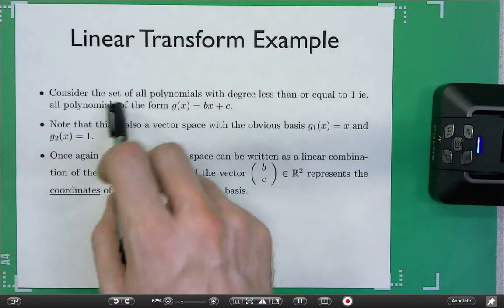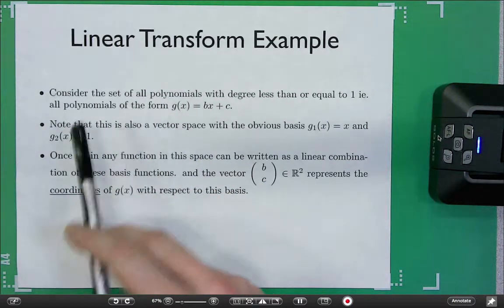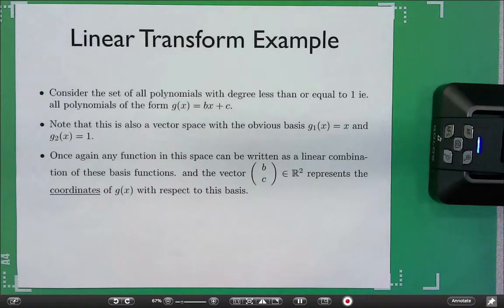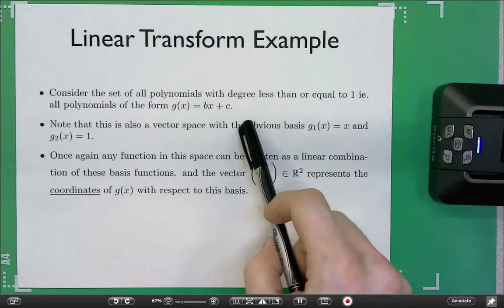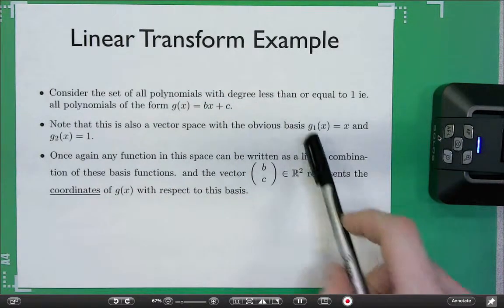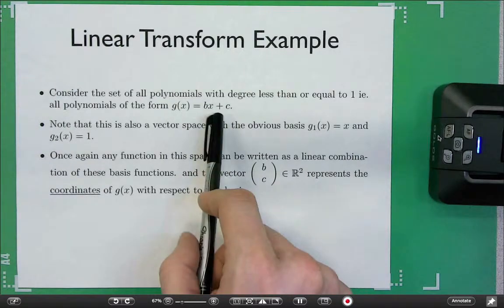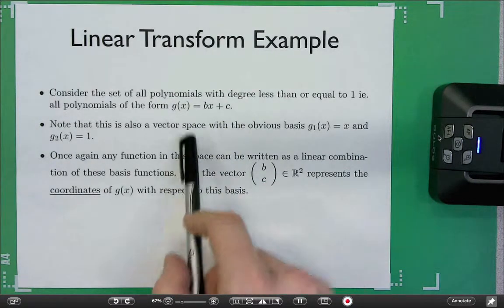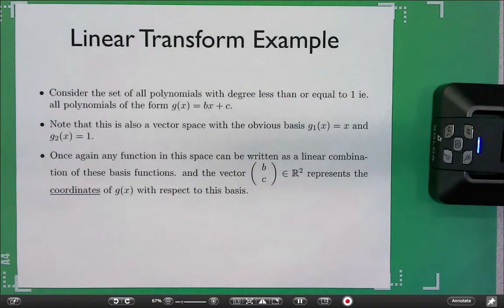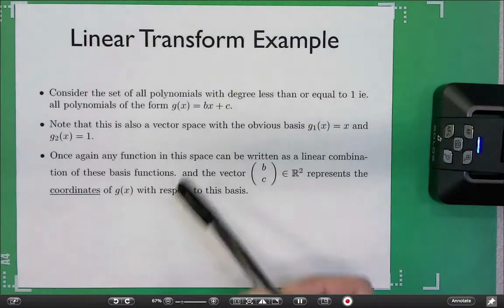Let's look at another vector space, which will be my V2, because I want to give you an example of a linear transformation. So I'm setting up some interesting vector spaces. The second one is similar. I just take all polynomials with degree less than or equal to 1. So really just bx plus c, where b and c are my parameters.